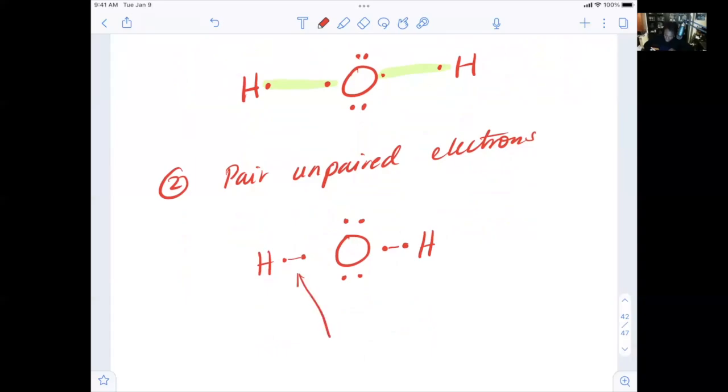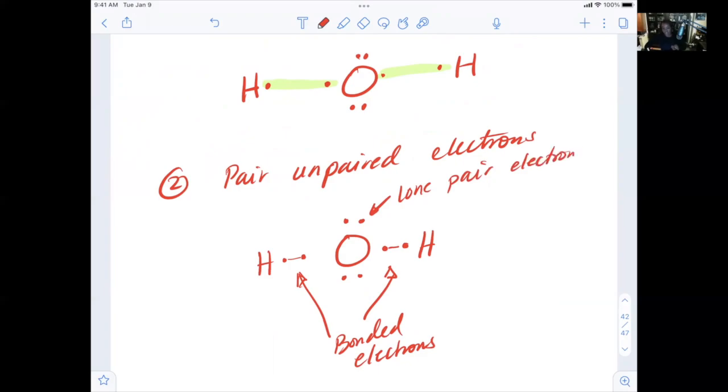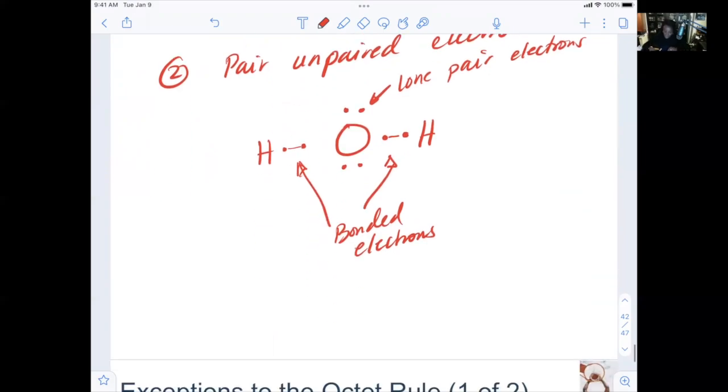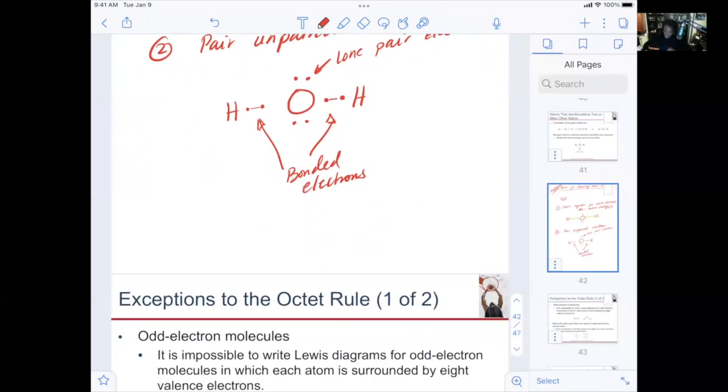So these are going to be your bonded electrons, right? And then these ones in the middle are going to be your lone pair. They belong to oxygen alone. Lone pair electrons, okay? Oh, next one, NH3. Let me work on NH3 so you can see that.